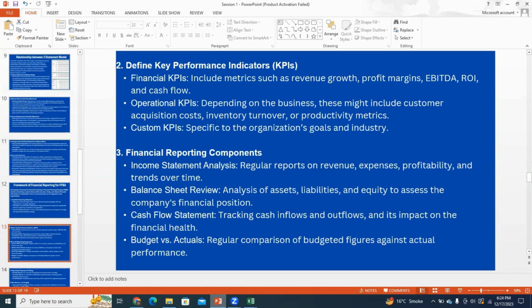Some KPIs don't show numeric results but are very important. Those are non-financial KPIs. Some KPIs are very important for stakeholder decisions and for the BOD decisions, such as the financial KPIs: revenue growth, profit margin, EBITDA, ROI, and cash flow, etc.